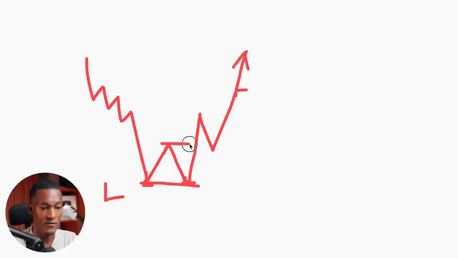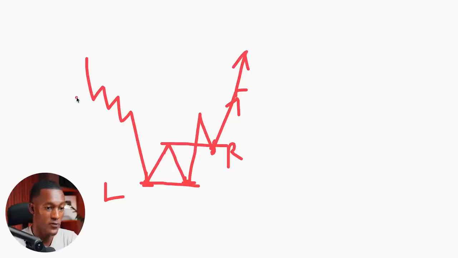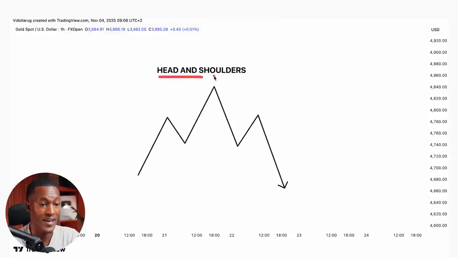So in here again, you have to mark out your neckline, waiting for the price to come back for a retest at this area, and then later push to the upside. Easy, very, very easy. So in here, it's from a downtrend to an uptrend. Next up, we have our head and shoulders.